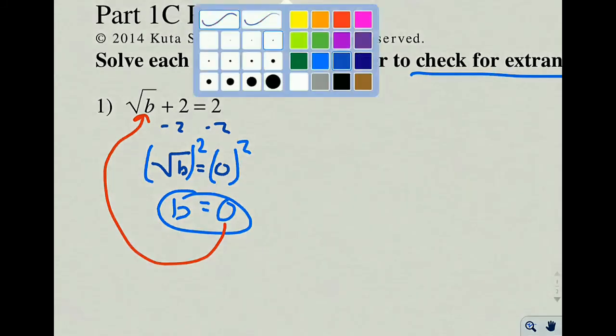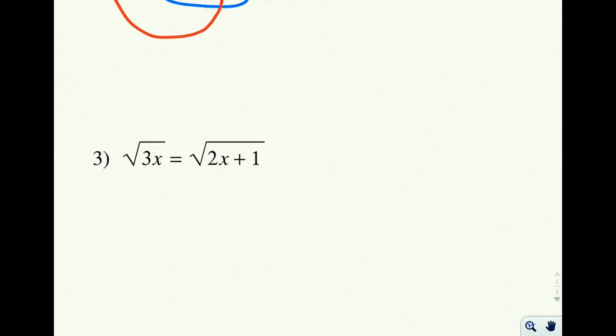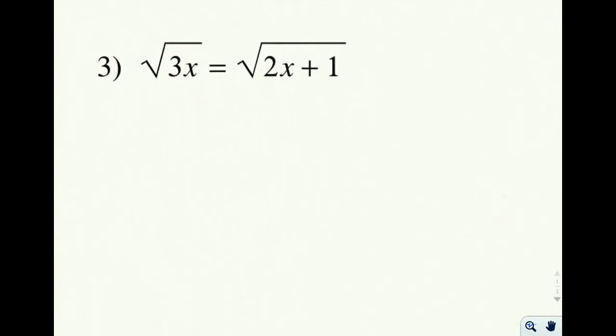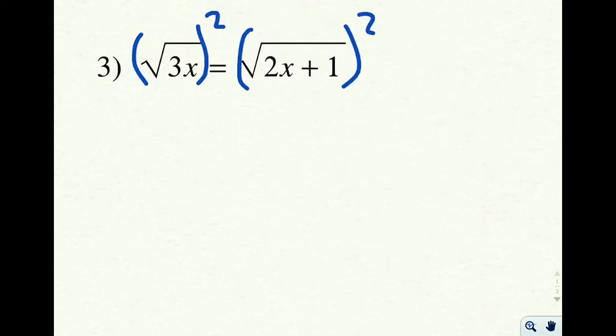So moving on to number 3. In this problem, we see that we have square roots on both sides, and it actually takes up the entire side of both equations. So we can jump straight to the step where we square both sides. And when we do that, we end up with 3x equals 2x plus 1.